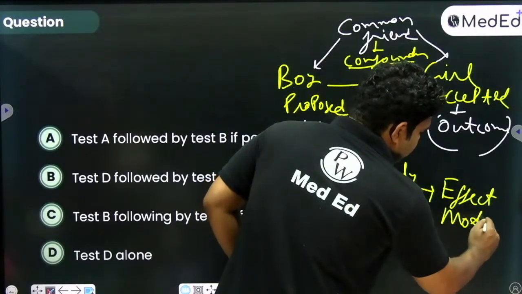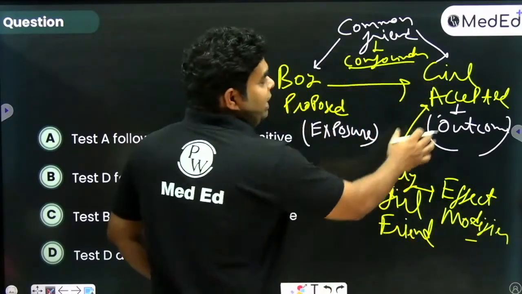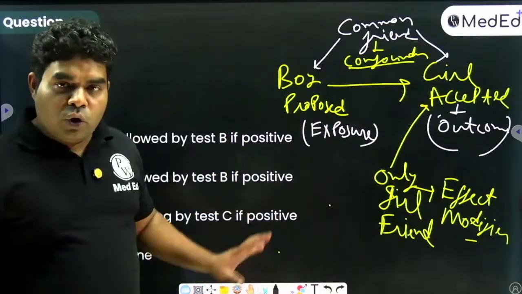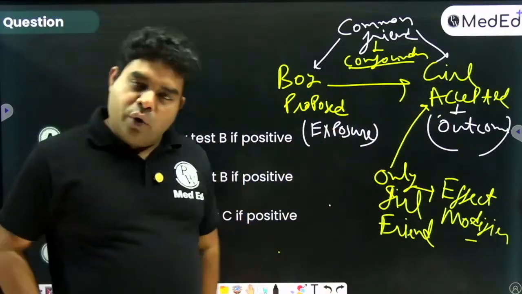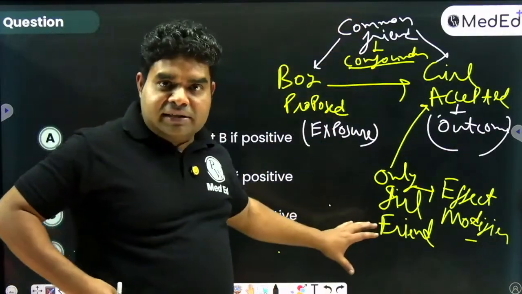Effect modifiers are those things which are related only to the outcome, not to the exposure. Only related to outcome is effect modifier. Okay, so I hope confounder and effect modifier is clear.